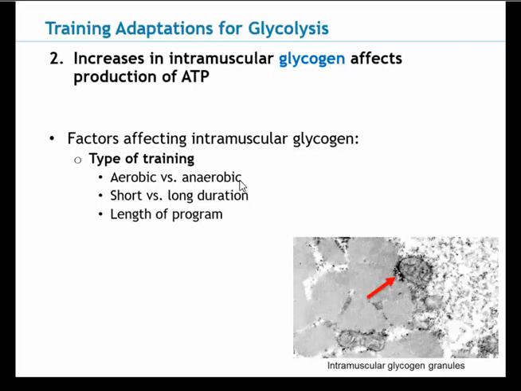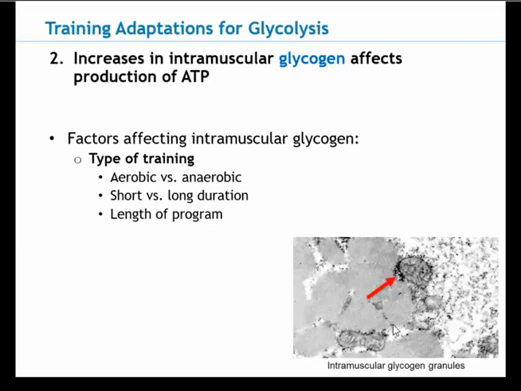But shorter sprints and short bursts of resistance training have shown no change if the work is less than 10 seconds. But with longer sprints and longer bouts of resistance training, longer than 10 seconds, we see increases in glycogen, because production of ATP from glycogen becomes more important at that point. So we do see changes to glycogen stores with the longer duration versus the short duration. And as for the length of program, it's been shown that 6 to 8 weeks or longer is going to give the best results for changes to intermuscular glycogen levels.